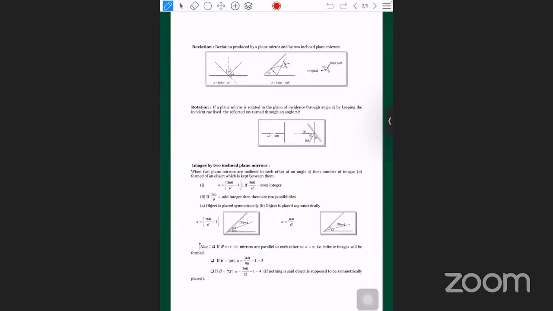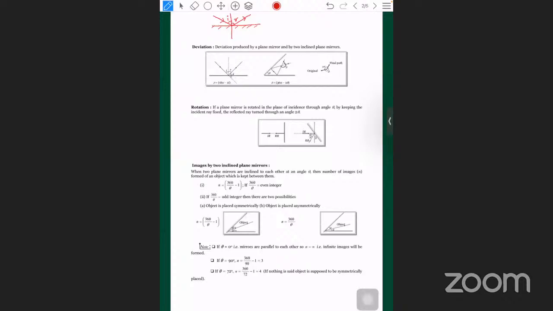Come to the next concept, students. That is the concept of deviation. Look at the concept like this. If this is a mirror, the ray is incident like this. This is the normal. What is this angle called? It's the angle of incidence. The ray will reflect back like this, right? Yes, sir. What is this angle called? It's the angle of reflection.